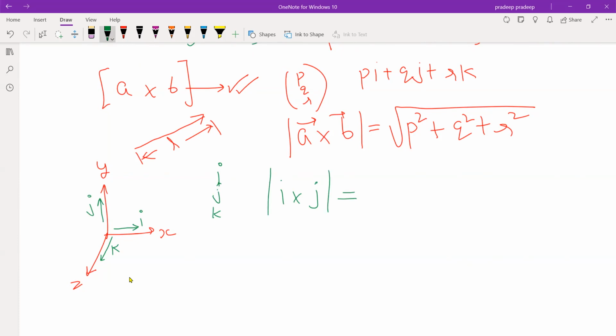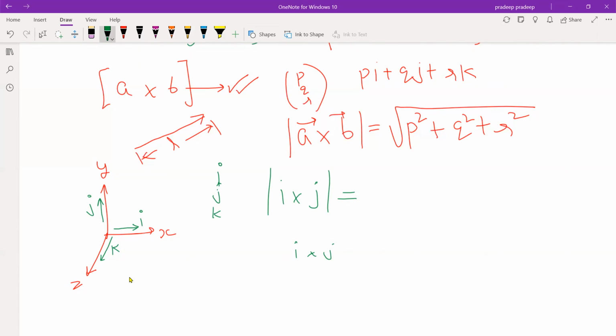Using the root of i squared plus j squared? Yes, which will be root 2, right? So first figure out what will be i cross j. See, i cross j is just a vector product, right? As I told you, the vector product will be perpendicular to both i as well as j, which means the answer to i cross j will be either plus k or minus k.